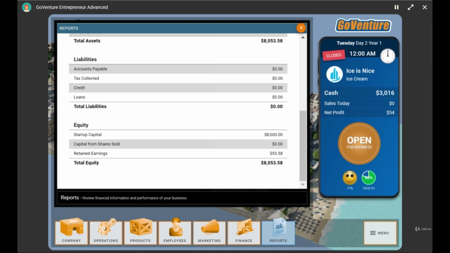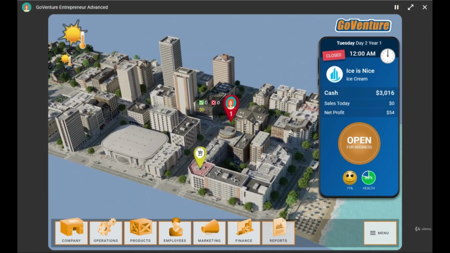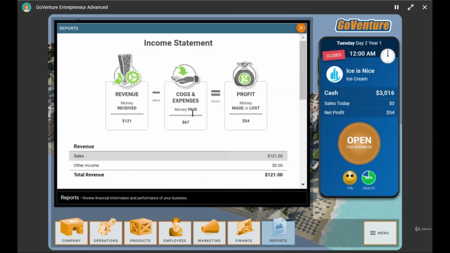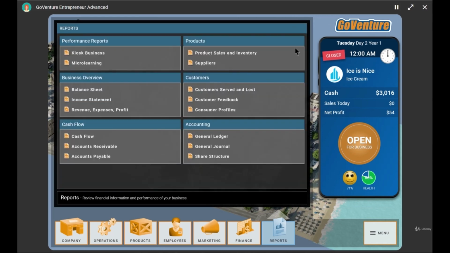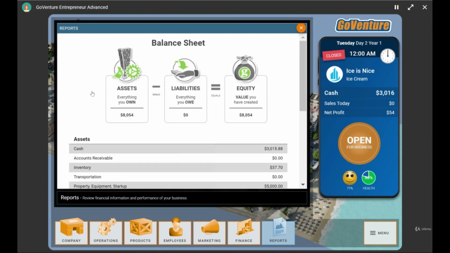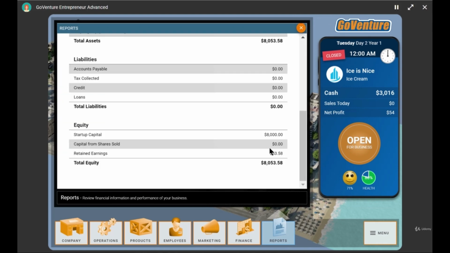And finally, we have retained earnings. Retained earnings is just another word for profit. So it's a cumulative profit created in the business. So it's the cumulative net profit generated by the business. So if we were to go back to our income statement and look at the bottom net profit number, and we just kept that number accumulating over time as we run the business, that's what appears at the bottom of the balance sheet here as retained earnings.